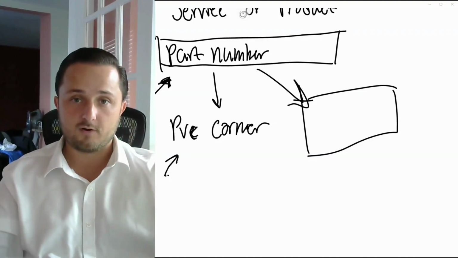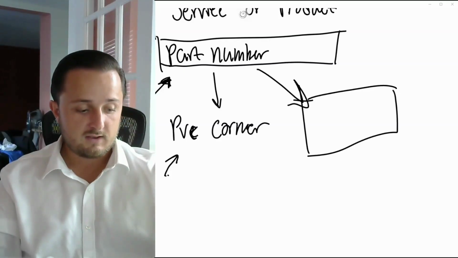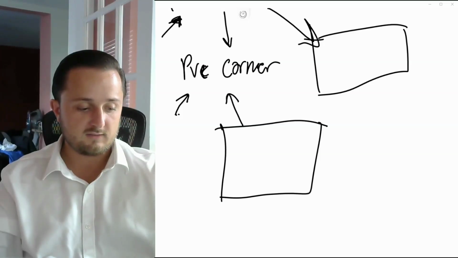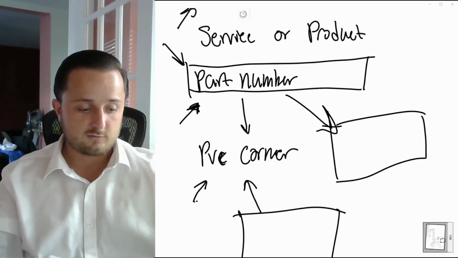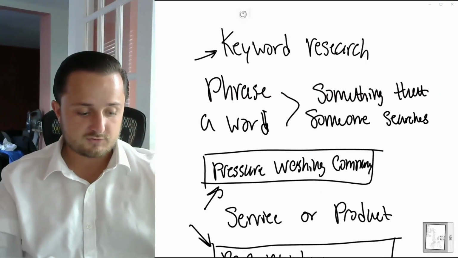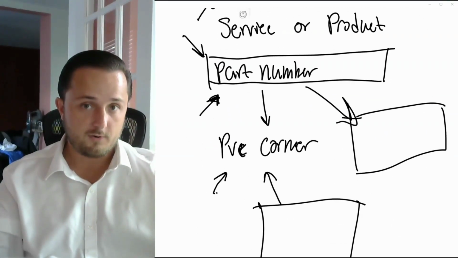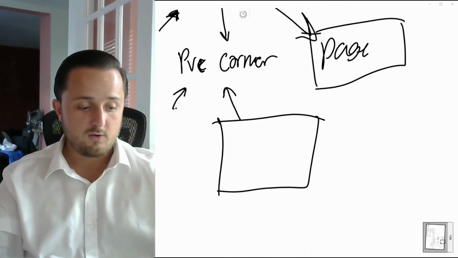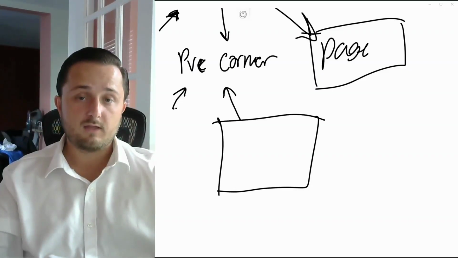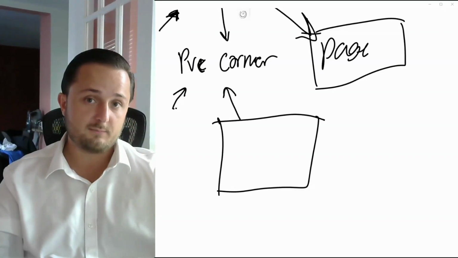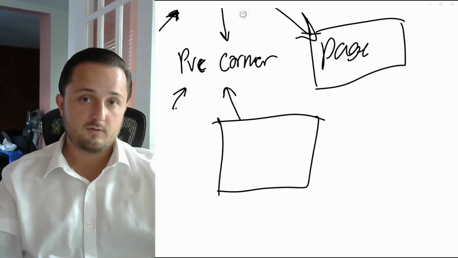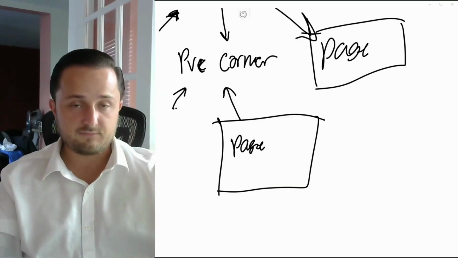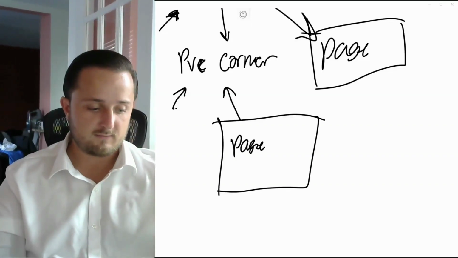So when they search for the part number, my page appears. Now, if I was trying to sell to the general public, this is when I would want to target that PVC corner. So I do my keyword research, right? And I can see that people search for the part number, so I target my page for that part number. Or I am Home Depot and I want to sell to the general public, so then I can also target my page for PVC corner. This is just one example.